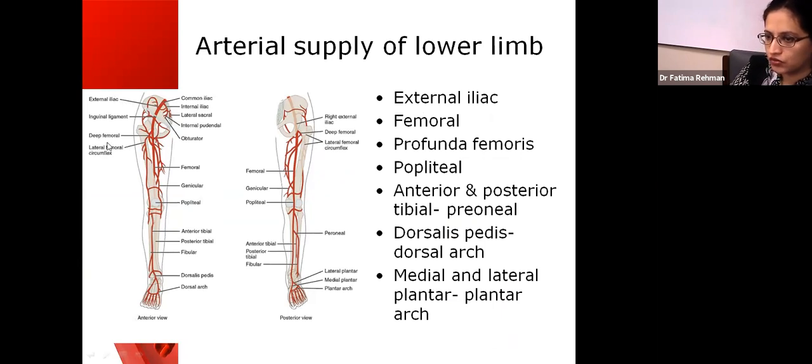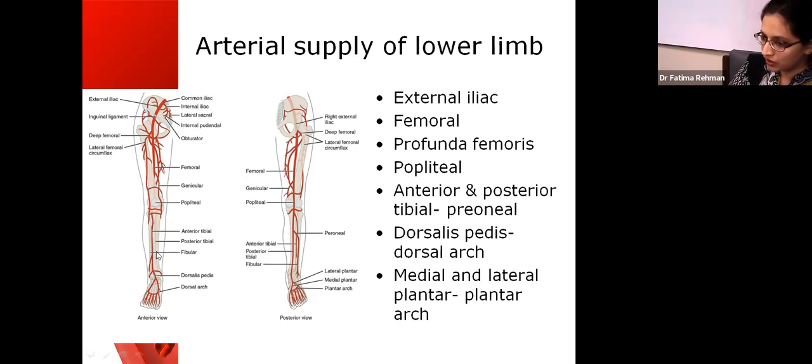Femoral artery gives off the deep femoral artery or the profunda femoris artery, which is giving off the lateral circumflex femoral artery. Then it continues forward. This femoral artery gives off genicular branch. It continues forward within the popliteal fossa as the popliteal artery. The popliteal artery is divided into its two terminal divisions. One is the anterior tibial, the other one is the posterior tibial.